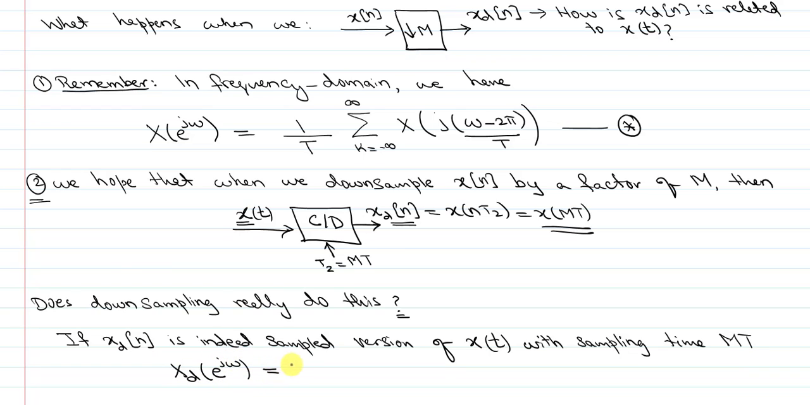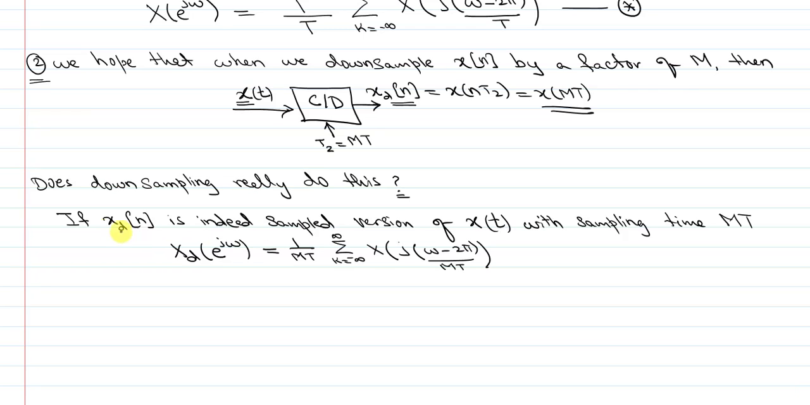Xd(e^jω) should be equal to 1 over MT, the new sampling time, times the sum over k from minus infinity to infinity of X(j(ω − 2πk)/MT). So if xd[n] is indeed this case, then this equation should be true, because we know the relationship between the Fourier transform of a continuous time signal and its samples. So the question is, is this relationship true? Is xd[n] indeed x(nMT)? Well, checking that is not that difficult.